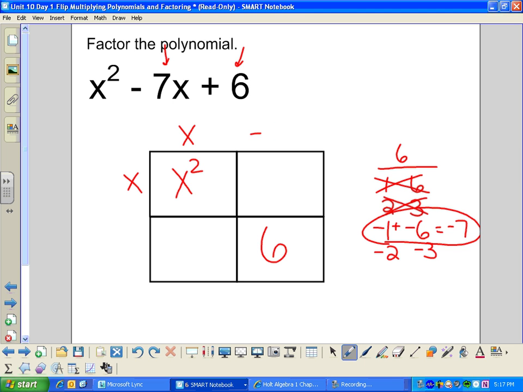So this will be minus 1, minus 6. I end up with negative 6x, and I end up with negative 1x. And sure enough, when I combine like terms, I get what I started with. So my factors of this trinomial are x minus 6 and x minus 1.